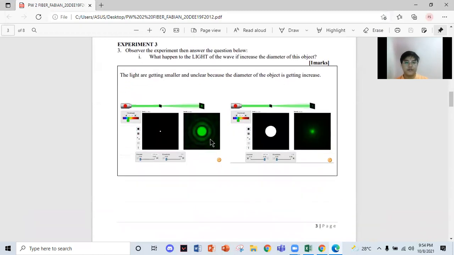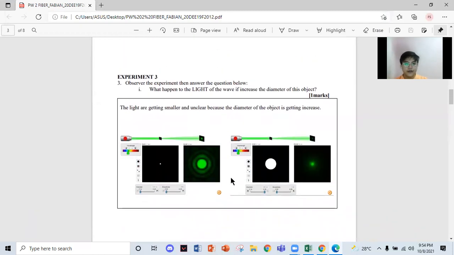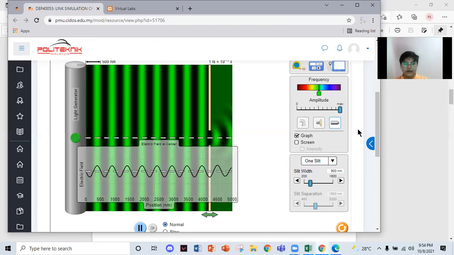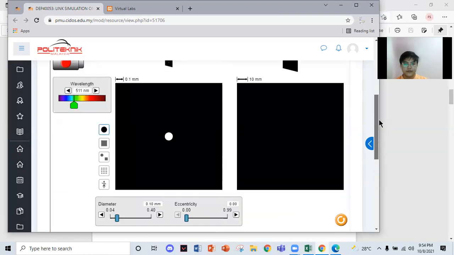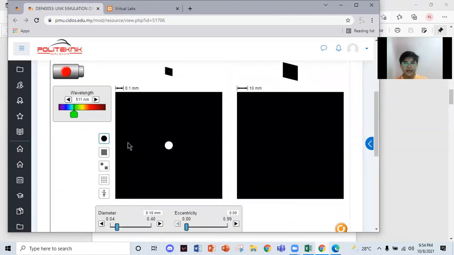Okay, so for experiment 3, let's demonstrate experiment 3 first before I explain. Okay. So di sini basically kita akan menggunakan 3 bentuk saja, di mana bentuk pertama kita akan menggunakan bulat, yang kedua adalah segi 4, dan ketiga adalah combinations between bulat dengan segi 4. So first of all kita akan guna bulat. Okay, kita back to questions.